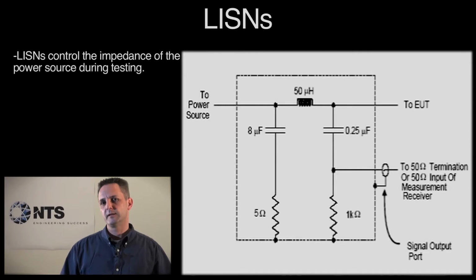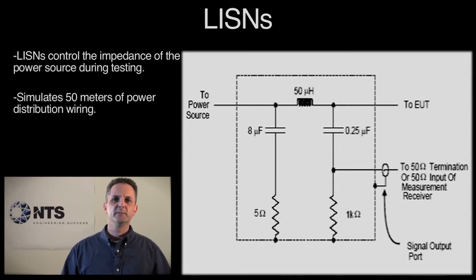So a line impedance stabilization network is put in line between the power source and the equipment under test to control that to a relatively known value. It actually simulates about 50 meters of power cable, which is the typical length that you would see on some of the largest platform installations.